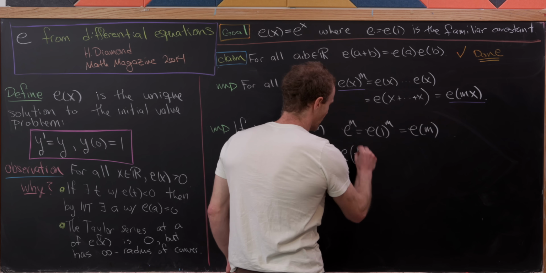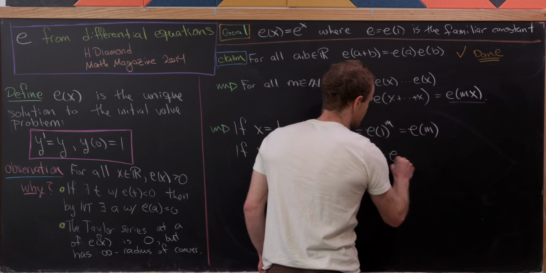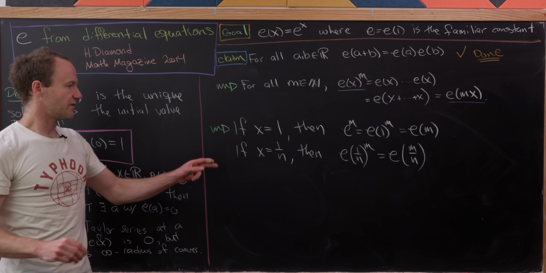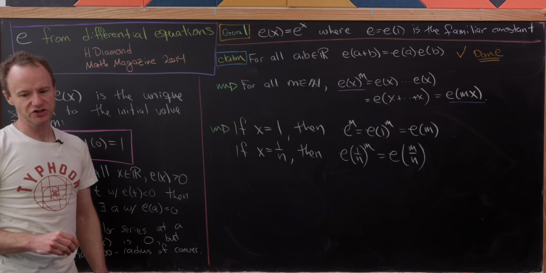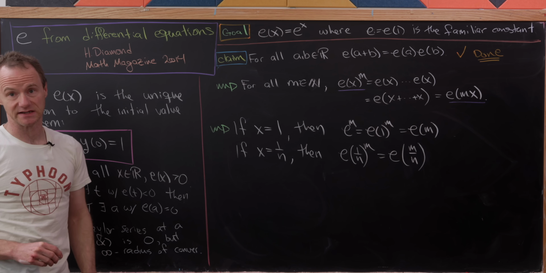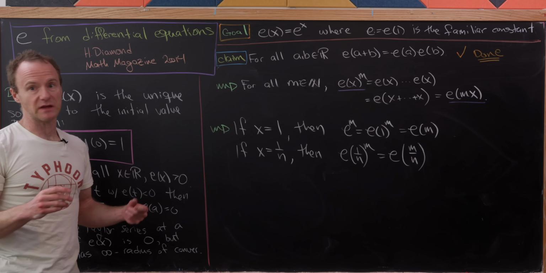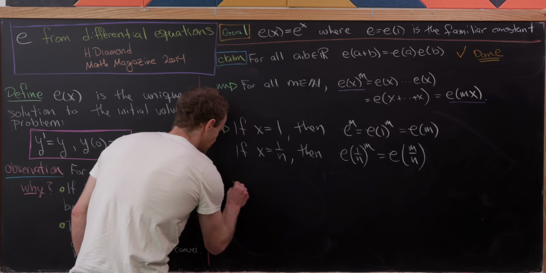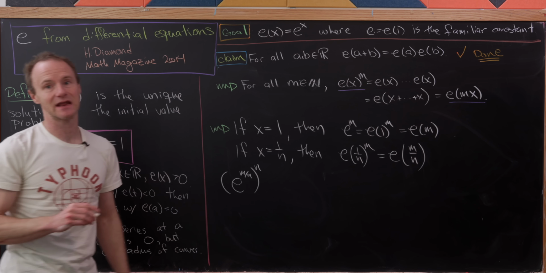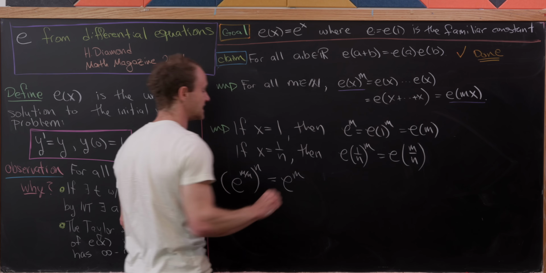Well, we have the following. E evaluated at 1 over n to the m is now going to be equal to e to the m over n. And, well, not just this last identity, these two little special cases will be important for the following equation, and that goes like this. Let's look at e to the m over n raised to the n power. Now, by exponent rules, that's simply equal to e to the m.